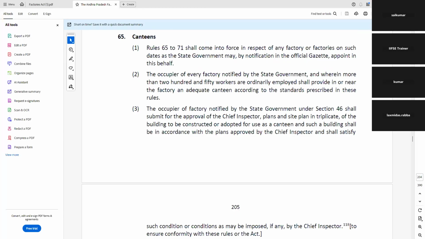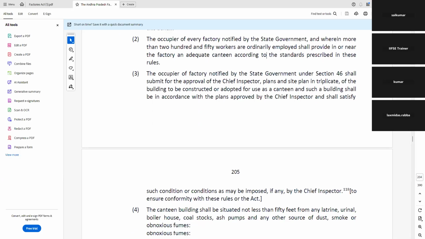So these are other provisions, 65 to 71, which shall be enforced with respect to the factories from such dates as notified in the official gazette. The occupier of every factory notified by the state government wherein more than 250 workers are ordinarily employed shall provide in or near the factory an adequate canteen according to the standards. So either it can be provided within the facility or very close to the facility as well.